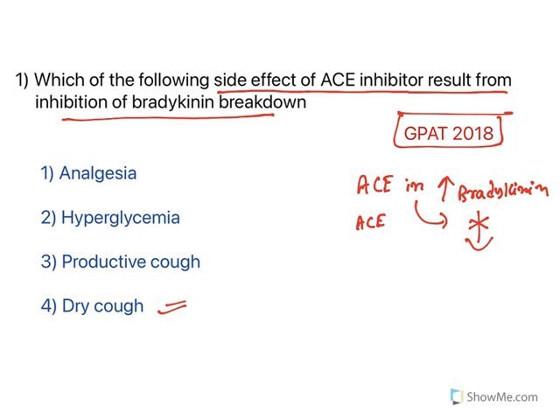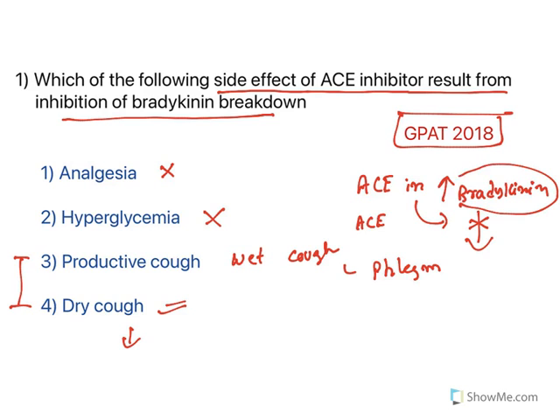Now see, what are the other options? Analgesia, no, it will not cause analgesia. Hyperglycemia, no. Productive cough: there is a difference between dry cough and productive cough. Productive cough is also known as wet cough. Wet cough means when people cough, they get phlegm or sputum from the respiratory tract, whereas dry cough is without any wetness or sputum. And this dry cough is the major adverse effect due to the increased levels of bradykinin.